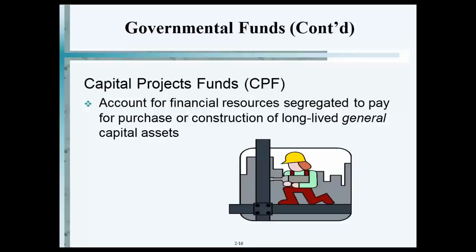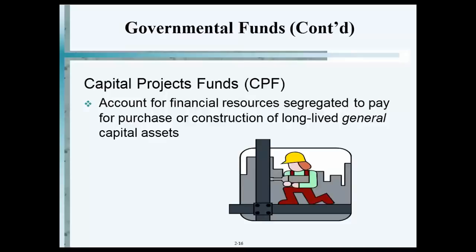Some people think that the capital projects fund actually carries the asset. It doesn't. Once the asset is done, it's completed. So capital projects funds are used for construction of major projects by government. Okay?